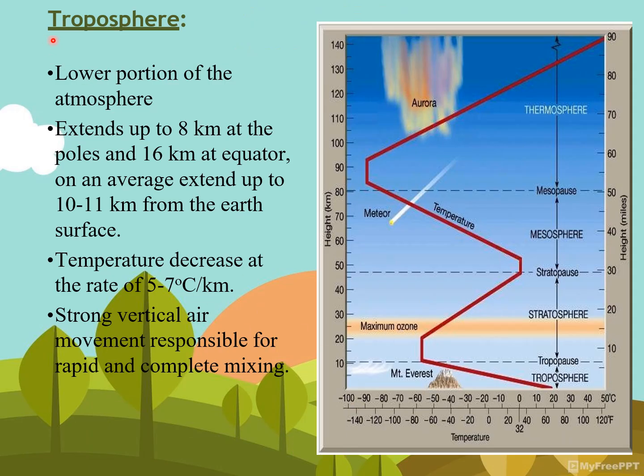The first one is the troposphere. It is the lowest portion of the atmosphere, extends up to 16 km at the equator, and the temperature decreases at the rate of 5 to 7 degrees centigrade per kilometer. As we go higher and higher, the temperature decreases. Strong vertical air movement is responsible for rapid and complete mixing.